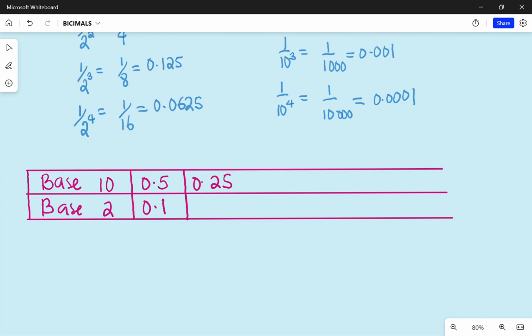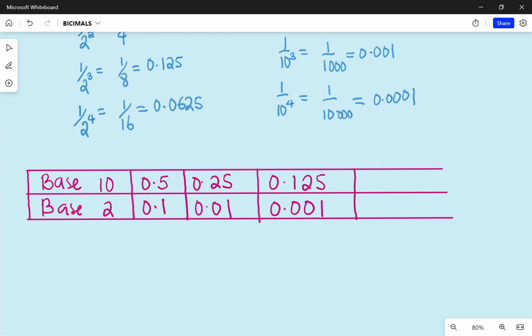0.25. So I'm going to square 0.1, it will be 0.01. Here I'm going to cube 0.5, it will be 0.125. Here I'm going to cube 0.1, so it will be 0.001.